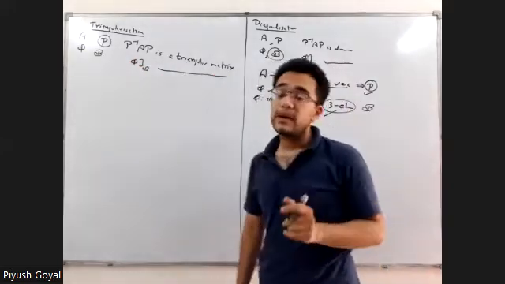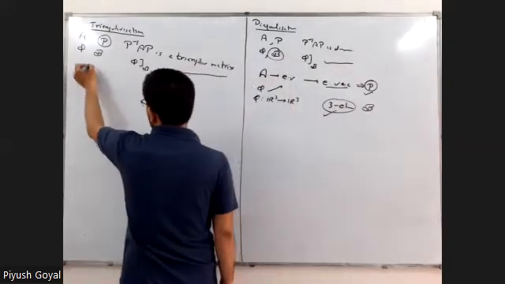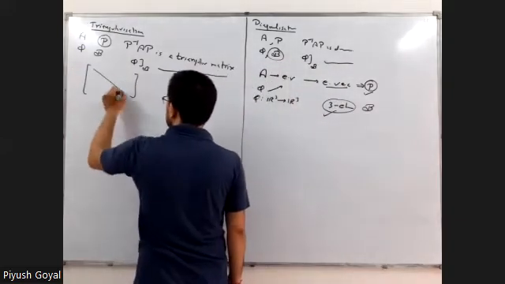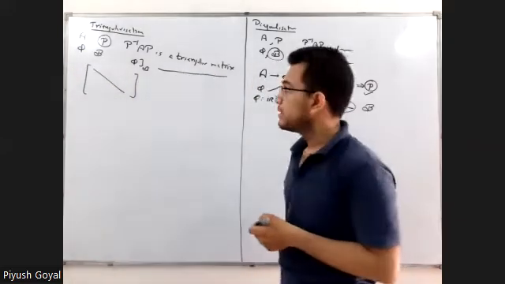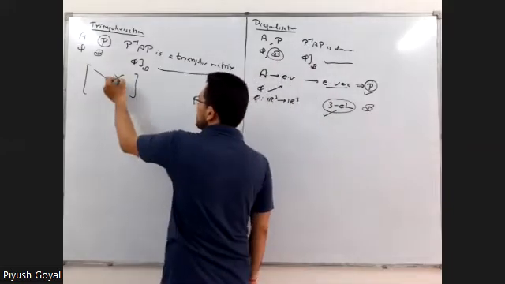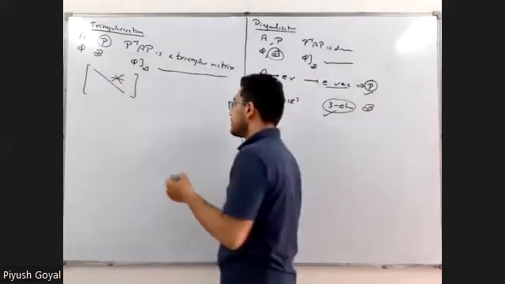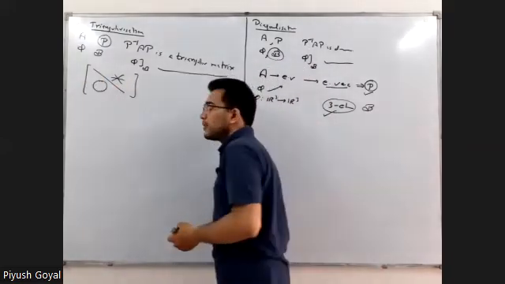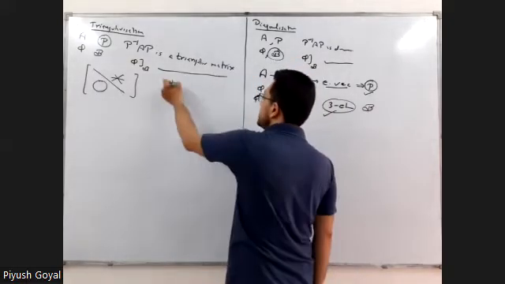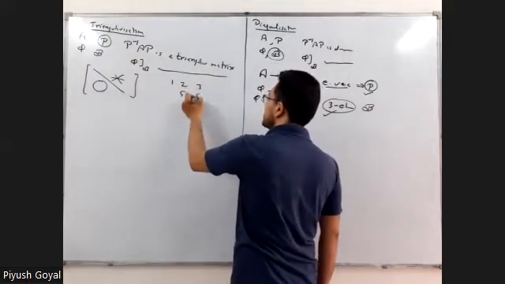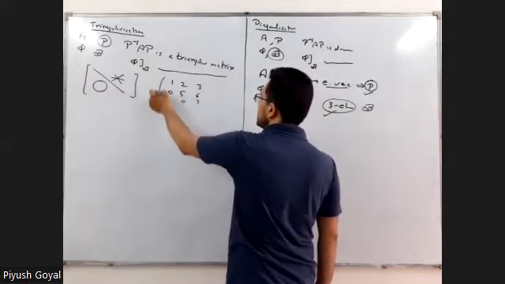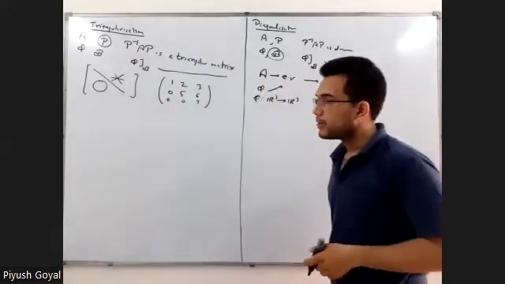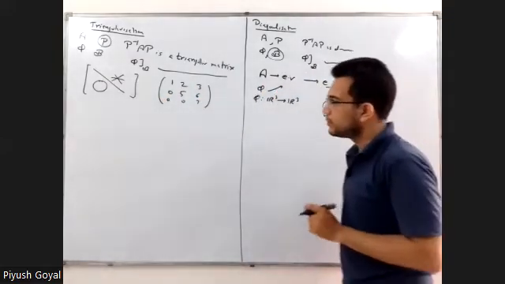Now, what is a triangular matrix? A triangular matrix is when you have the diagonal, and something is present on one side, but 0 is on the other side. So, for example, you have 1, 2, 3, 4, 5, 6, 0, 0, 0. This is a triangular matrix. Okay. So, we want to do this now.